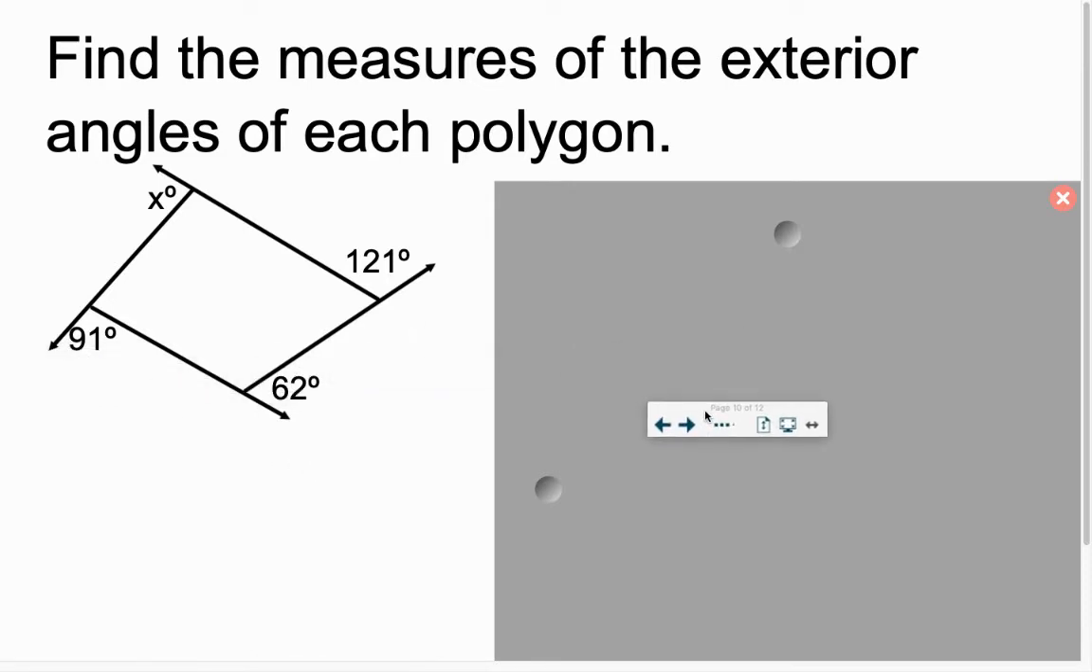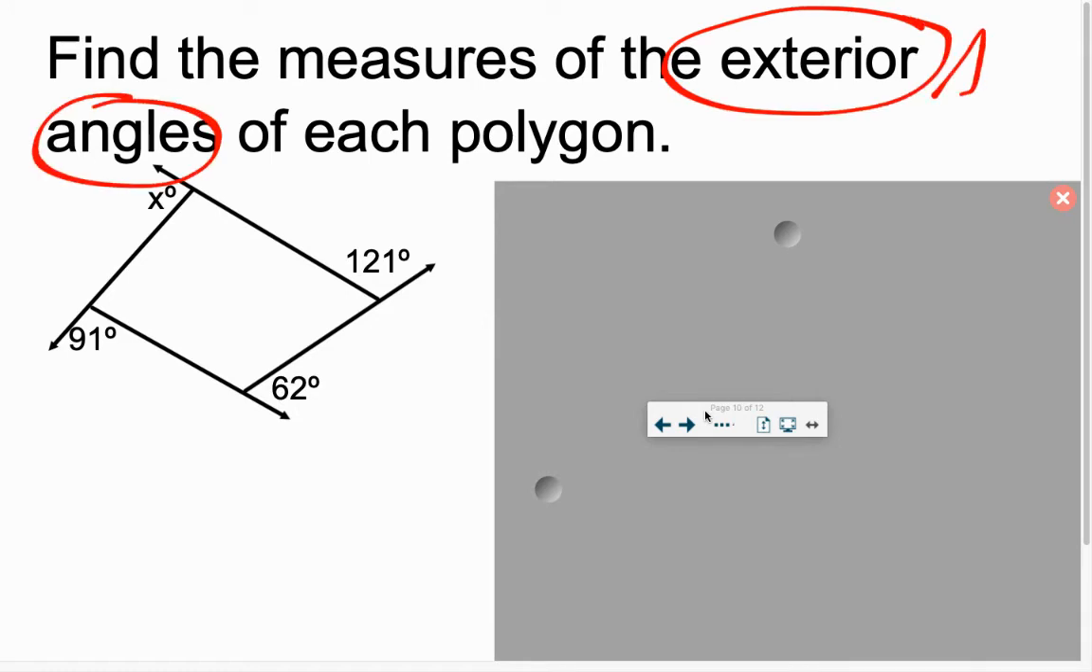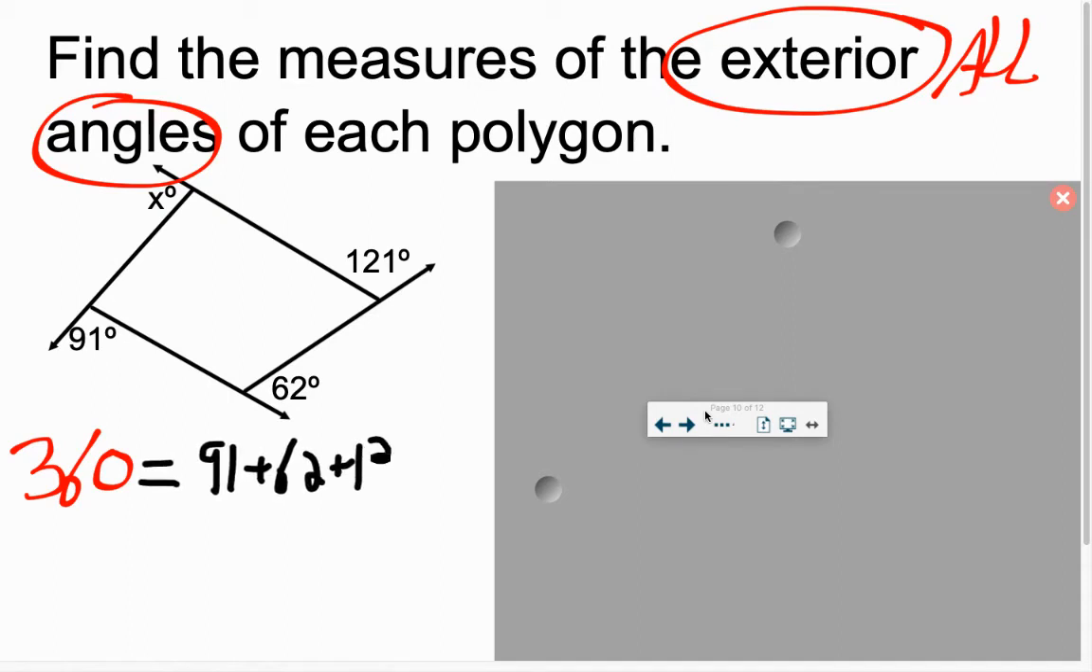Find the measure of the exterior angles. How am I supposed to do that, Mr. Walls? Oh, do I use that formula? No. Since, look at it. Here's the big thing. Exterior angles. It's plural. Since we're talking about all of the outside angles, again, all of them are going to add up to 360 degrees. So from there then, go ahead and add them all up, meaning the 91 and the 62 and the 121.